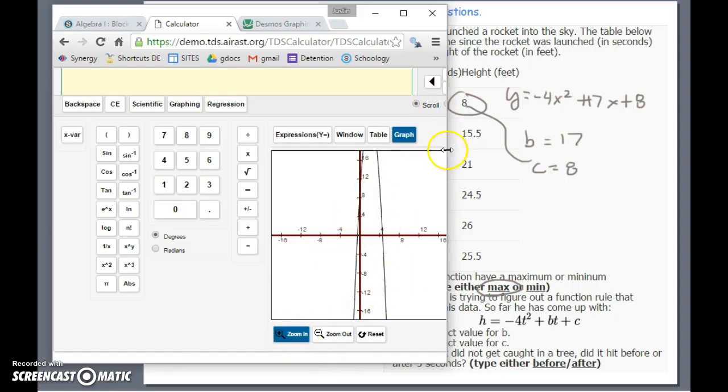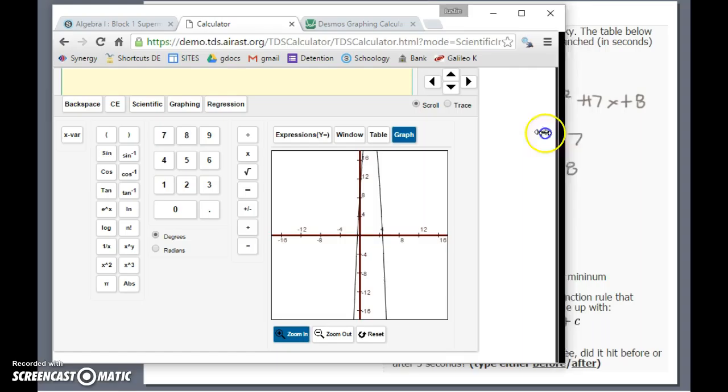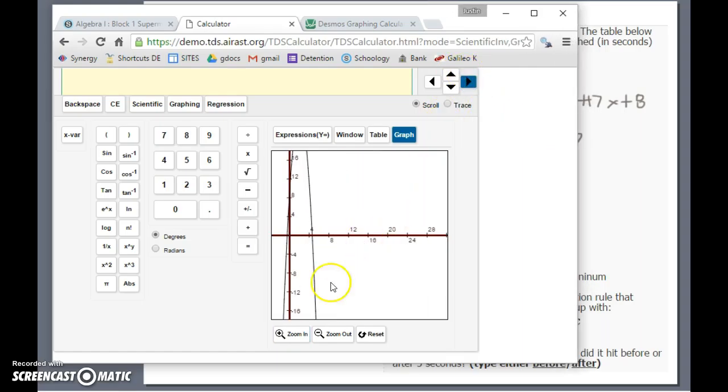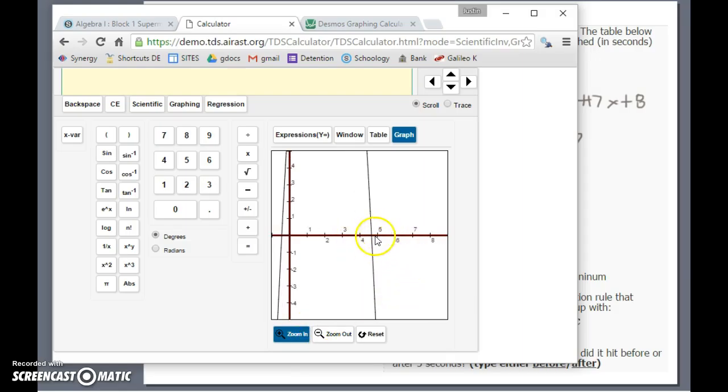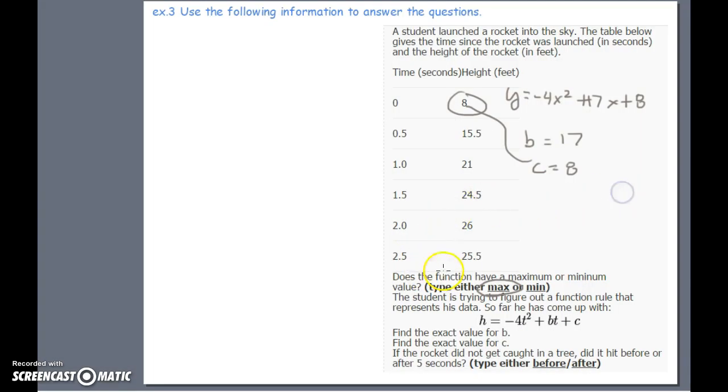So we're zooming in. I've got to use the scroll feature, so I've got to open the window a bit. I'm going to move over, and I'm going to continue to zoom in. Zooming in. Now I can see that this line is coming down, the rocket's coming down, and hitting the ground before 5 seconds. I can verify in the table, but it's pretty clear from that graph that it's hitting before.